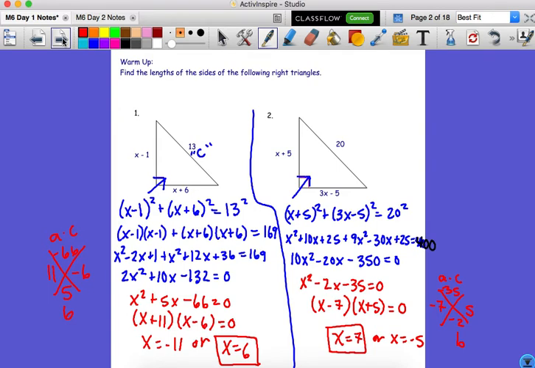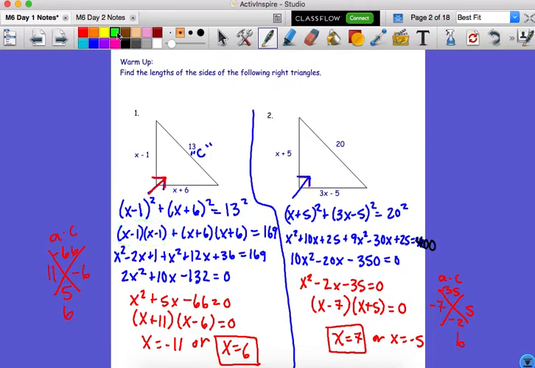So looking at what we've done here, we've identified our c value as our hypotenuse. So you'll notice that that right angle always points to your c value. So x minus 1 squared plus x plus 6 squared should equal 13 squared. Be careful when you square this binomial right here. Notice that we rewrote that as x minus 1 times x minus 1, and then we cleaned up from there.